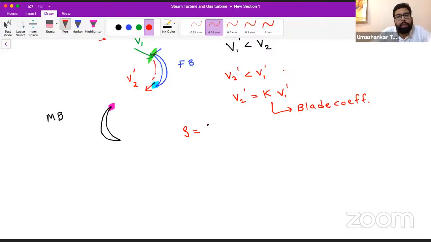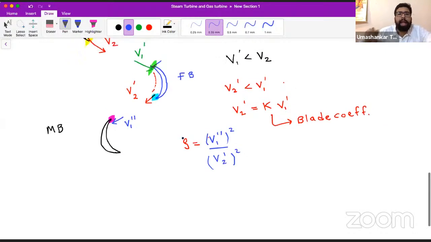So let's say the entry to this moving blade is V1 double dash. So how will you apply the carryover coefficient here? You will say that the carryover coefficient is V1 double dash square upon V2 dash square.